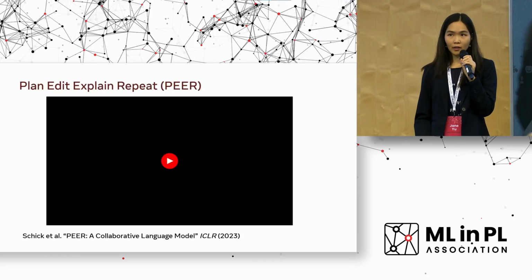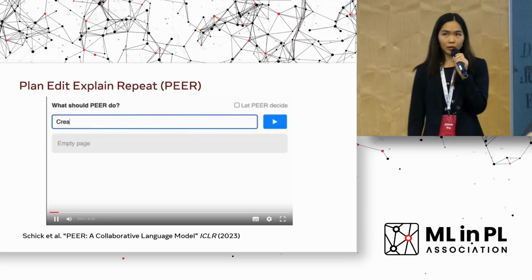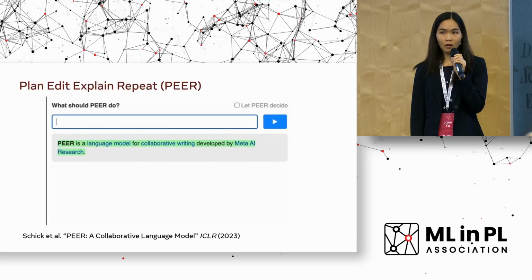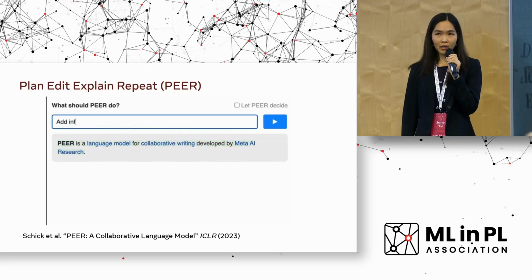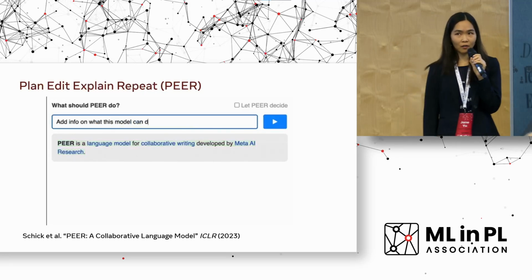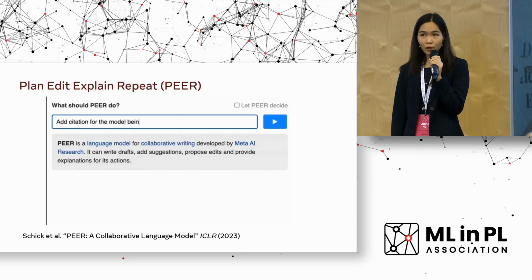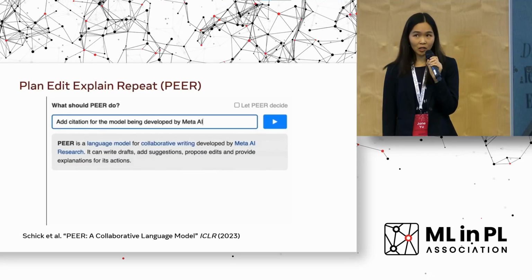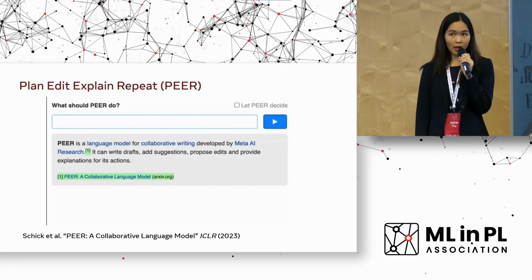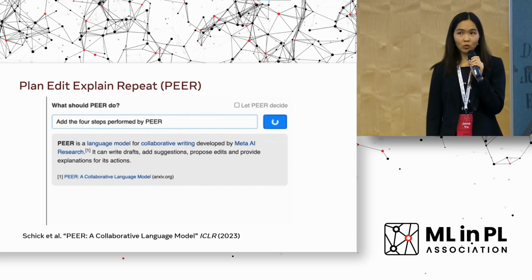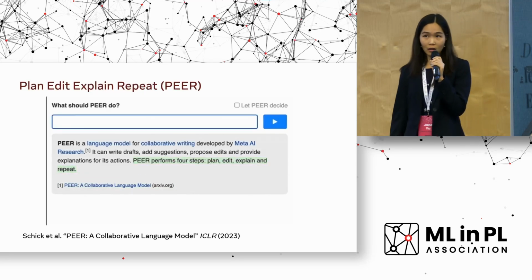So let's see an example of what Peer can do. Here I'm going to create a new page about Peer. So Peer is a language model, as I just mentioned. Now we're going to add info on what the model can do. It can write drafts and provide explanations and so forth. We're going to add a citation for the model, and it pulls a citation from arXiv, which is the paper itself. And then we're going to add the 4 steps that I mentioned, which is to plan, edit, explain, and repeat.